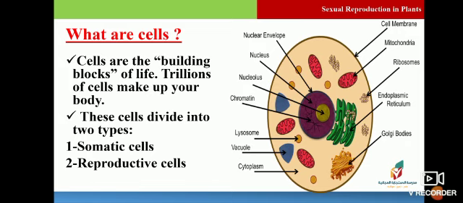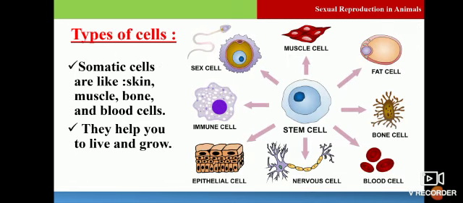So, these cells are divided into two types: the somatic cells, which are called the body cells, and the reproductive cells, which are called the sex cells. The somatic cells are the body cells. If you look at this picture, you can see the muscle cell, the fat cell, the bone cell, the blood cell, the nervous cell, the epithelial cell, and finally the immune cell. These cells are all called somatic cells, except the sex cells, which are called the ovum and the sperm. These somatic cells help you to live and grow.